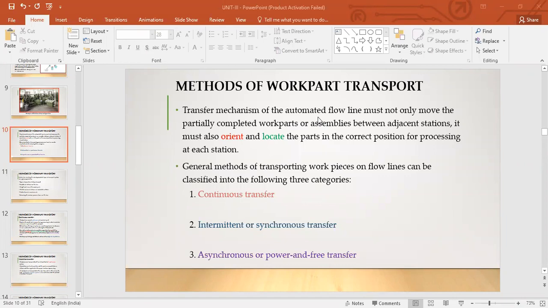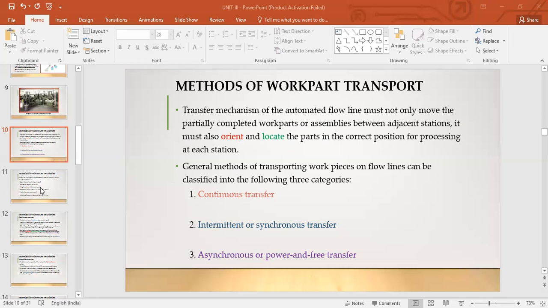So the general methods of transporting workpieces on flow lines can be classified into the following three categories: continuous transfer, intermittent or synchronous transfer, and asynchronous or power and free transfer. So three classifications we can make.